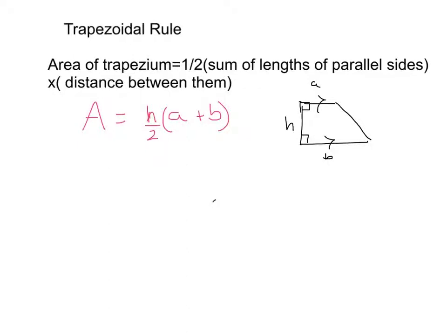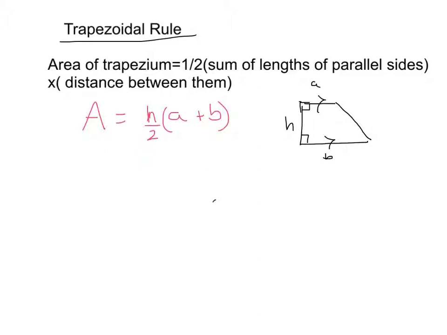Another part of this topic is the trapezoidal rule. We will be using this to estimate the area under a curve. The trapezoidal rule is based on the area of a trapezium, which is a half multiplied by the sum of the lengths of the parallel sides times the distance between them.